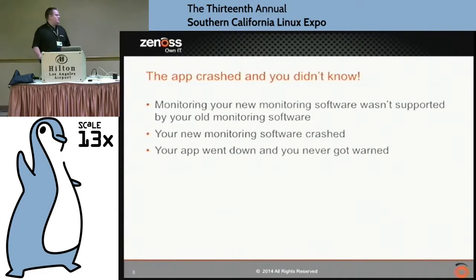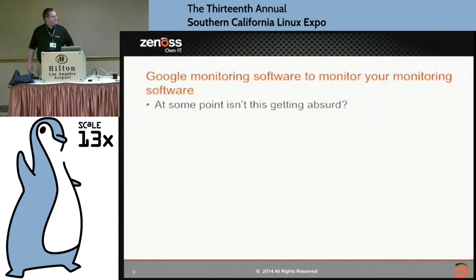Well, the app crashed and you didn't know, and here's why. Your new monitoring software wasn't monitored by your old monitoring software and vice versa. So when those went down, your app went down and you never found out about it. So now you're going to go to Google and find monitoring software to monitor the monitoring software that you wanted to monitor in the first place. Guys, it's not going to work.